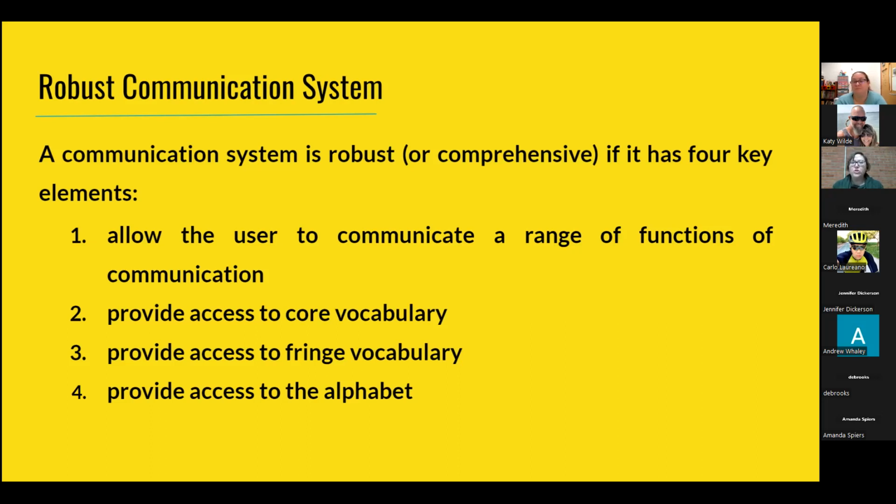They need to allow the user to communicate a really large range of functions of communication. We do this all the time, so we want to make sure that they are able to communicate functionally as well. Number 2, we want them to provide access to the core vocabulary, and we'll talk in a little more detail about exactly what that includes. And same thing for the fringe vocabulary. That's going to be personal to them, but we want to make sure that's something they have as well. We'll define exactly what that is in just a second. And then also provide access to the alphabet, because that goes into the reading piece as well and is very necessary for their involvement in the classroom.